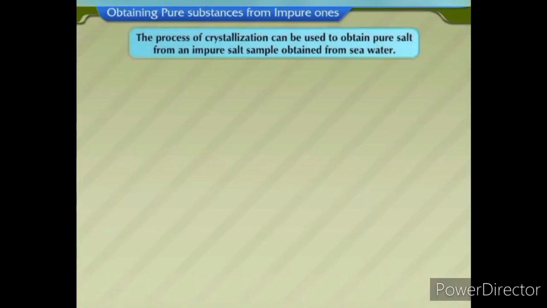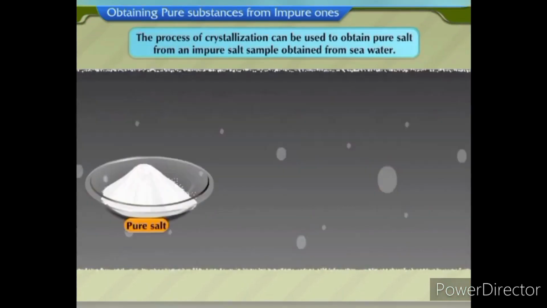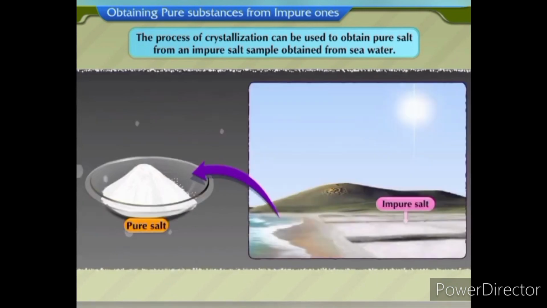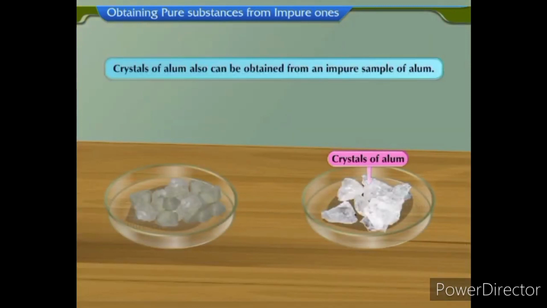The process of crystallization can be used to obtain pure salt from an impure salt sample obtained from seawater. Crystals of alum also can be obtained from an impure sample of alum.